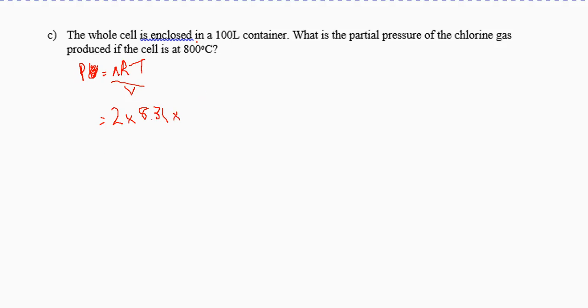Multiplied by the temperature. It was 800 degrees. So remember, we have to convert it from degrees Celsius to Kelvin. So we do 800 plus 273, which would give us 1073 Kelvin. And our volume is 100 litres. It just tells us up there. So if we plug that all into a calculator, we should come up with an answer of 178 kilopascals. And that's part C done.